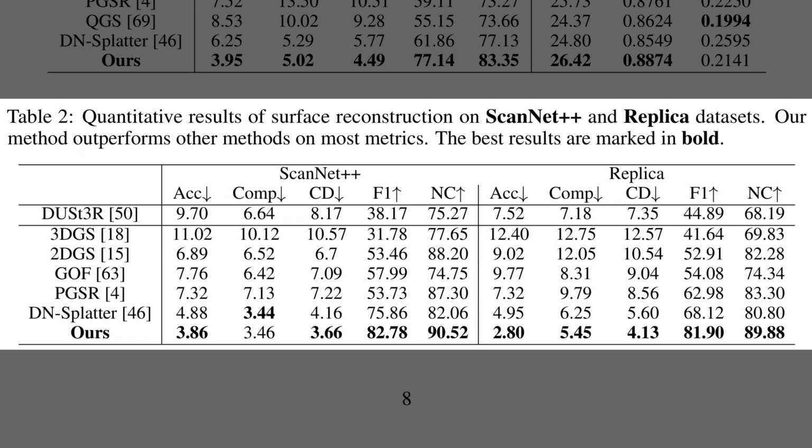Table 2 reports surface reconstruction scores on ScanNet++ and Replica, and the method leads across nearly all metrics. On ScanNet++, accuracy is about 3.9 centimeters, with F1 near 83% and normal consistency about 91%, surpassing DN-splatter by wide margins. On Replica, accuracy drops to about 2.8 centimeters, with F1 around 82% and normal consistency about 90%. These gains indicate both tighter geometry and smoother surfaces.